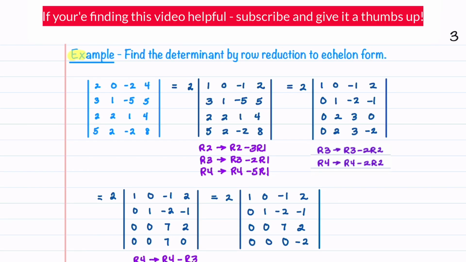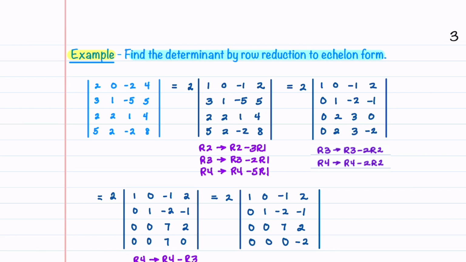Let's now walk through an example so that I can show you how to find the determinant by row reduction to echelon form. We're given the determinant of a 4x4 matrix, and we'll begin by noticing that in our first row, each of the entries is a factor of 2. We'll pull that factor of 2 out and then rewrite our determinant. We can now begin our row reduction.